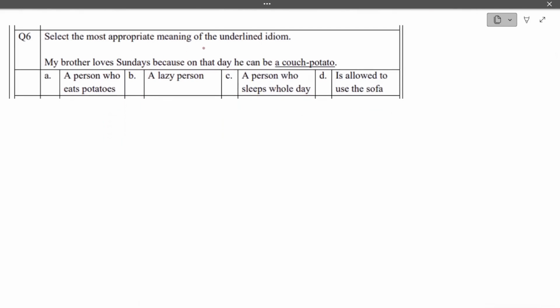Select the most appropriate meaning of the underlined idiom. We have this idiom and we have to tell what is the meaning of it. Let's read the sentence. My brother loves Sundays because on that day he can be a couch potato. Okay, what is the idiom that we have? I would say most of us have already heard about it, right? So you can guess it. I would suggest before directly seeing the answers, guys, please pause for a minute and think of the solution in your mind.